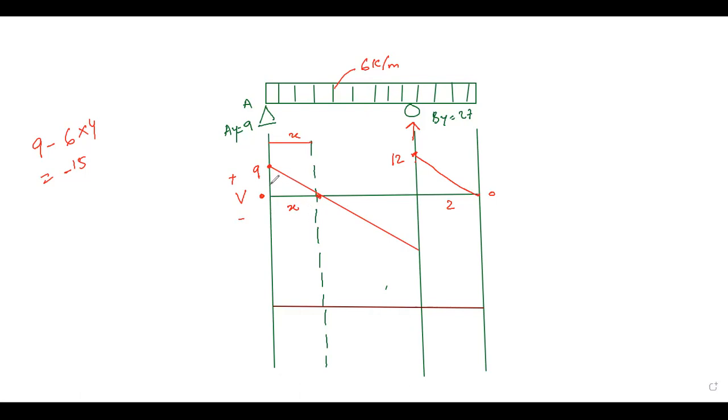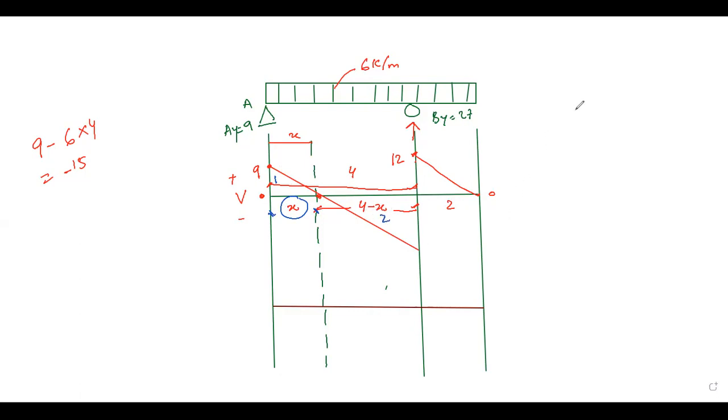Now from here to here, what is the distance? It is 4. And from here to here, it is x. So what is the distance from here to here? It is 4 minus x, the total minus this distance. This is x, from here to here. Now we have two triangles. This is triangle number 1, this is triangle number 2.